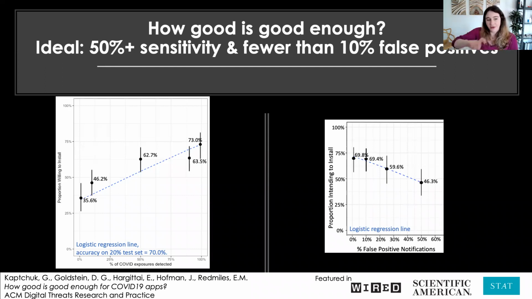Your confidence interval has gotten over the 50% mark. False positives people are more sensitive to, right? So as I get more than 10% false positives in a perfect app, we're starting to see less than a majority of people being willing to install. So if I was an app developer, I would be focusing very heavily on those false positives. And that was a conversation that we did have with various different folks creating these kinds of apps.